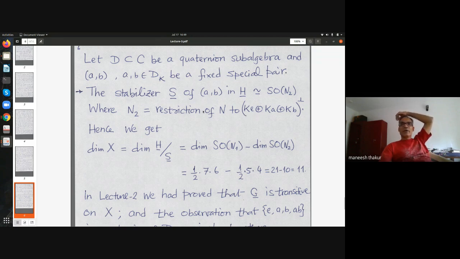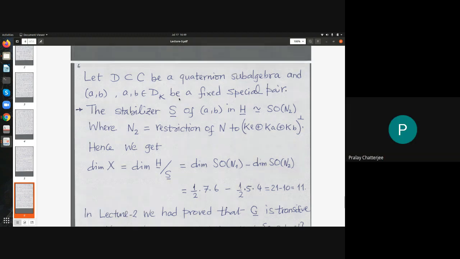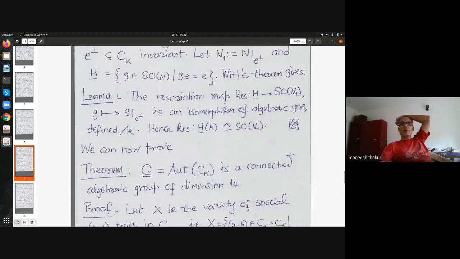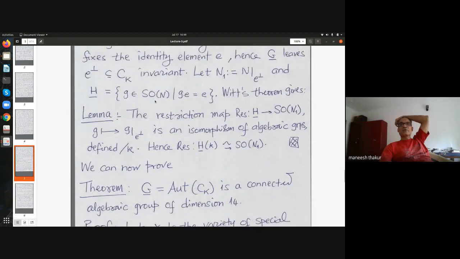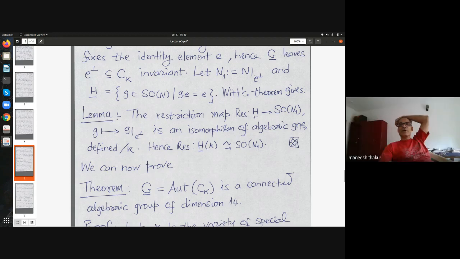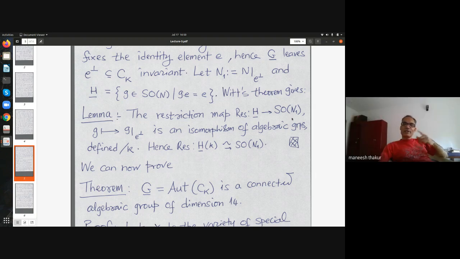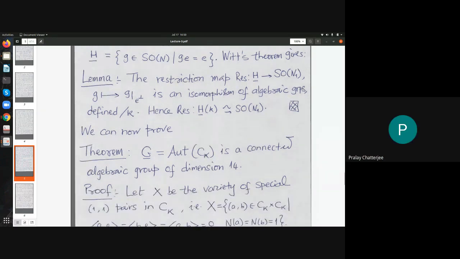H bar is a subgroup of SO(N), and we have nothing to do with G bar a priori. I see that your group is the automorphism group of the algebra. It will come, but by looking at a different action. Right now, I'm just bothered about this action. H lower bar acts on X transitively. Anyway, please go ahead.